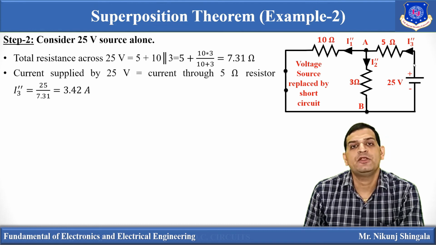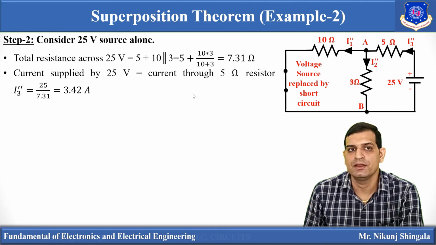Now the current supplied by the 25 volt battery is nothing but I3 double dash, and that is the current flowing through the 5 ohm resistance. So that is nothing but 25 divided by the total resistance of the circuit. So 25 divided by 7.31, that is nothing but 3.42 ampere.